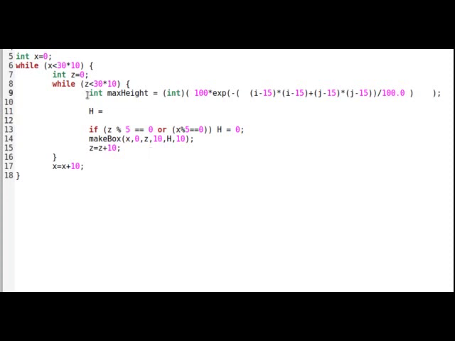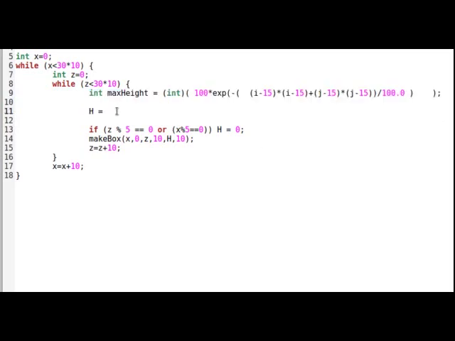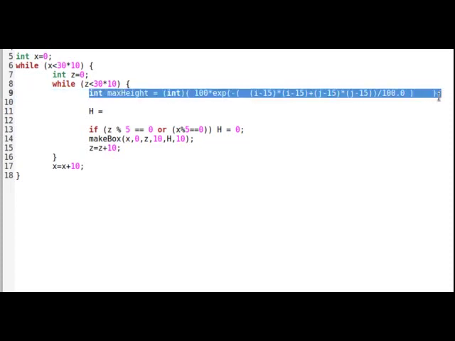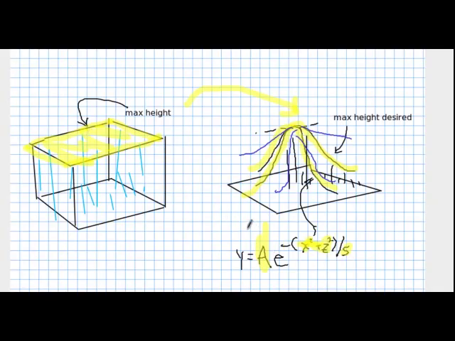So here I've introduced a variable called max height. So the maximum height of my skyscrapers, and I'll let you figure out how to get the random heights, but those random heights are related to the maximum height you can get. Here I've just typed in that formula where I used the a value, which in my case is 100, which means the biggest this can be is 100.